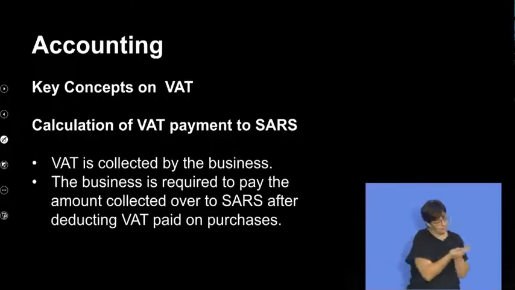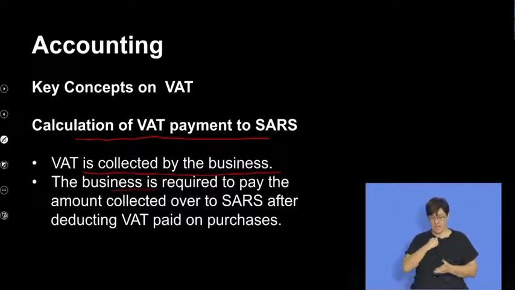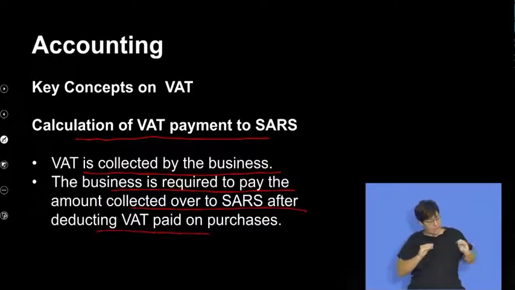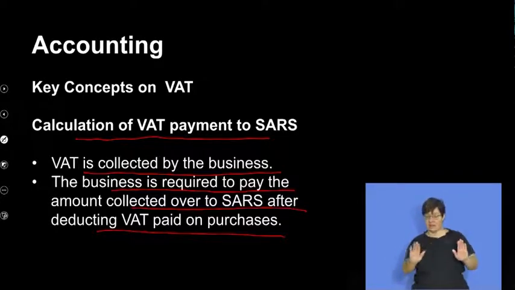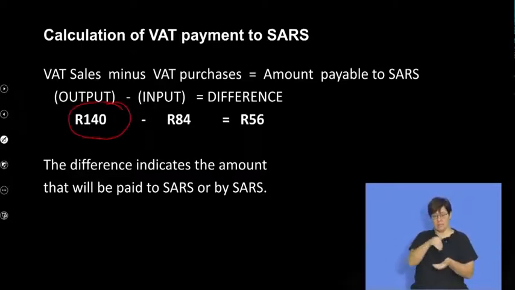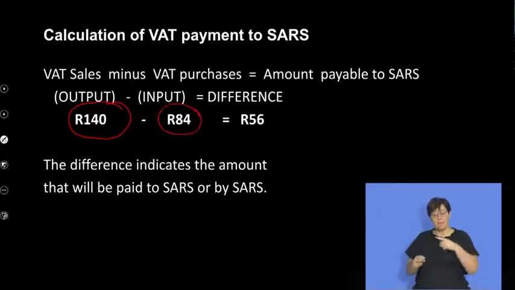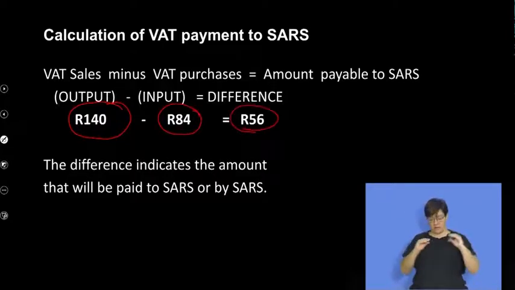How do you do your calculation? VAT is collected by the business. The business is required to pay the amount collected over to SARS after deducting the VAT on purchases. Remember the difference between your input and your output VAT. So here's an example for you. If you have an output VAT of 140 Rand, meaning you have collected 140 Rand worth of VAT, and you've paid 84 Rand in input VAT which you can claim back, the difference is the 56 Rand which will have to be paid over to SARS.